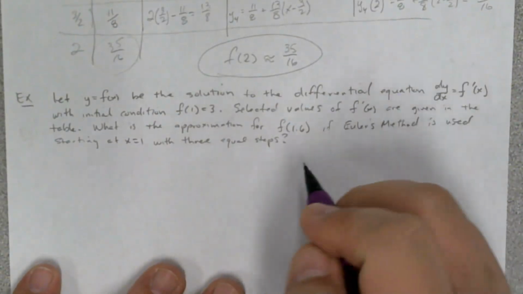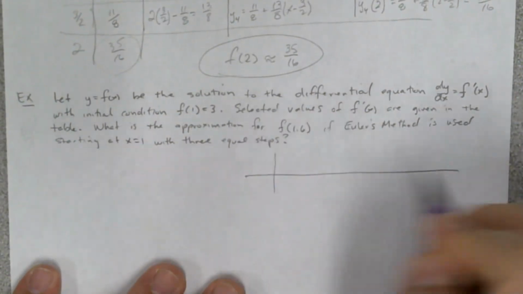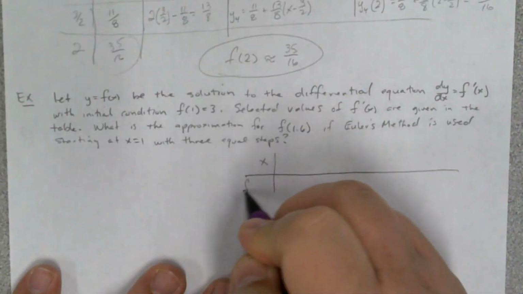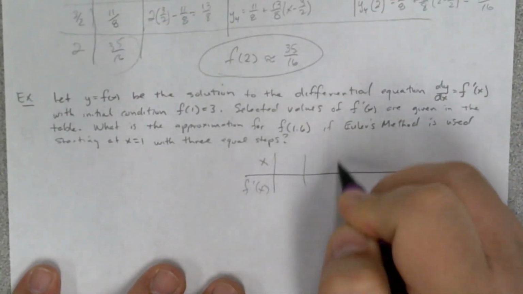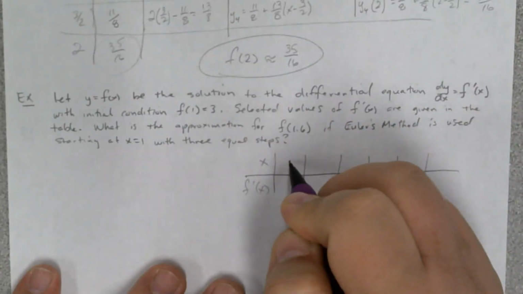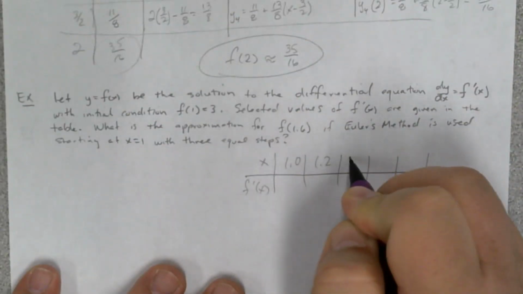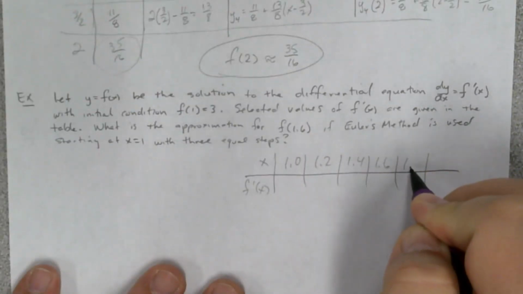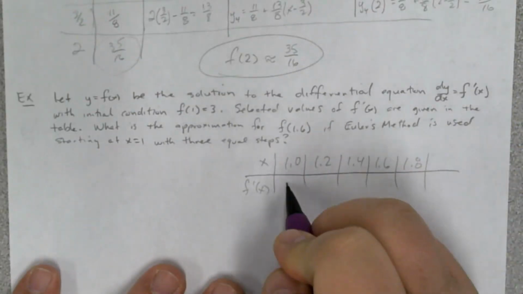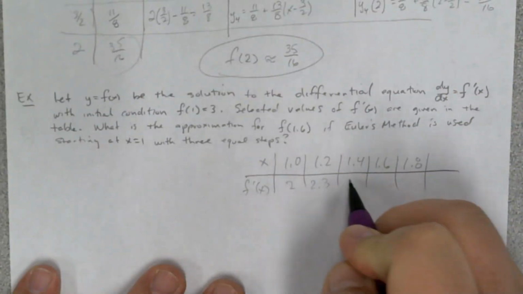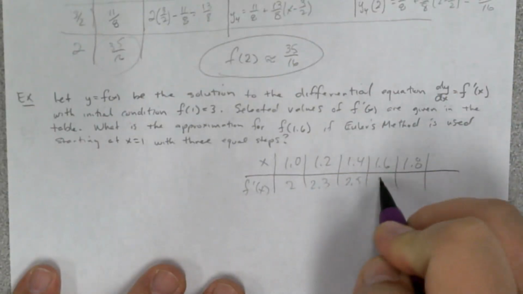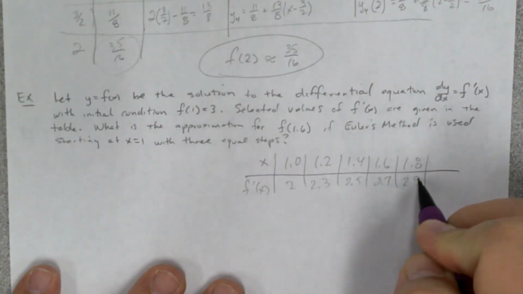Here is the table I forgot to write. So here's x, here's f prime of x. So at 1.0, 1.2, 1.4, 1.6, 1.8. This is 2, 2.3, 2.5, 2.7, and 2.8. So there's our table.